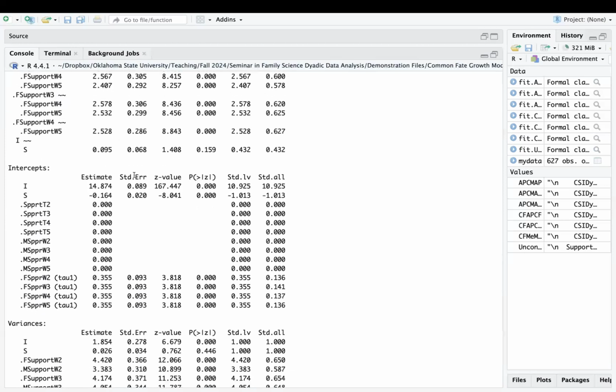So what we are going to do here is look at the intercepts, and these are going to be the latent means. This 14.87 is the average level of dyad support at wave 2 in PairFam using these data. And we can see that it is significantly different from 0. Almost all the time, this intercept will be significantly different from 0, but not necessarily always.